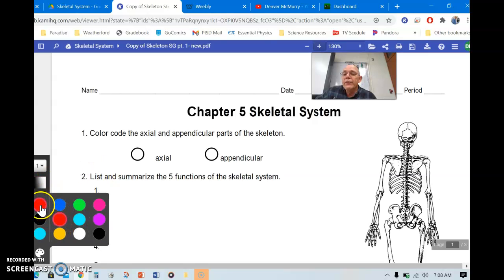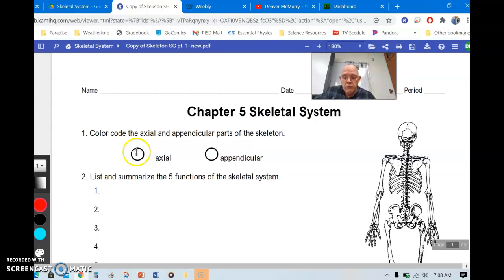First of all, axial versus appendicular skeleton. Okay, I'm going to make that red as my axial. The axial is going to be the axis or the main middle axis of the body. It's going to be the skull. It's going to be all the ribs and the vertebrae all the way down through the sacrum.